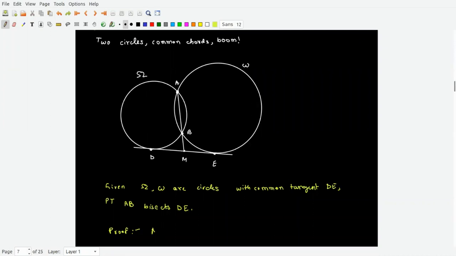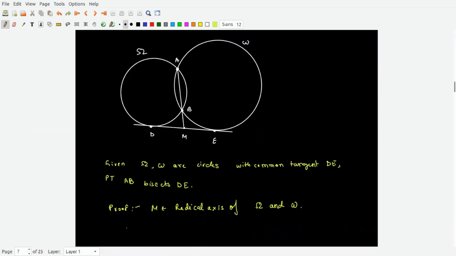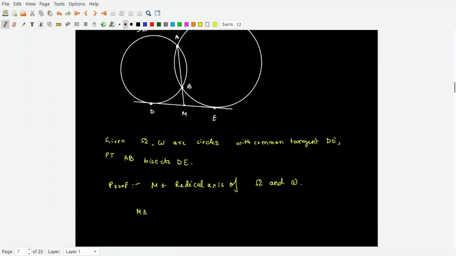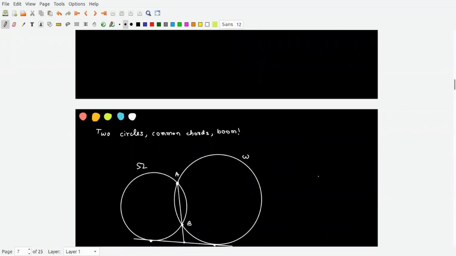And what Siddharth says is we'll use radical axis. So M lies on the radical axis of big omega and small omega. And hence we get that MD square is equal to MA into MB, which is equal to ME square, which implies MD square is equal to ME square, which implies MD is equal to ME.